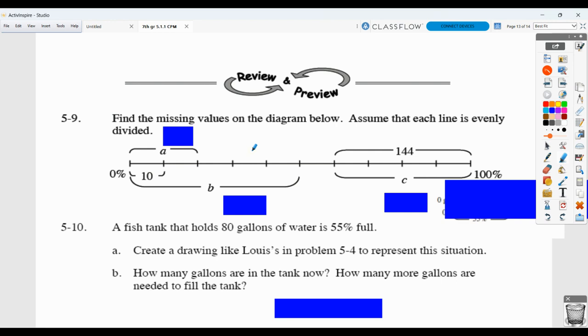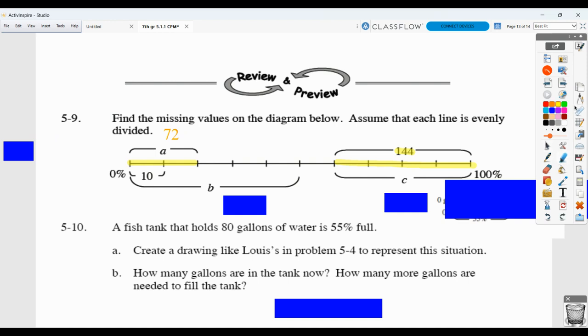So for A, what we know is that 4 sections is equal to 144. So the question is 2 sections would be equal to how much? Now you could set that up as a proportion, or you could say, 144 over 4 equals unknown amount over 2. You could think about it dividing by 2. Either way, you're going to get 72.